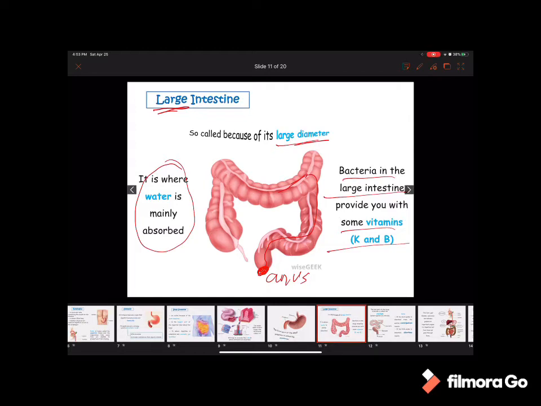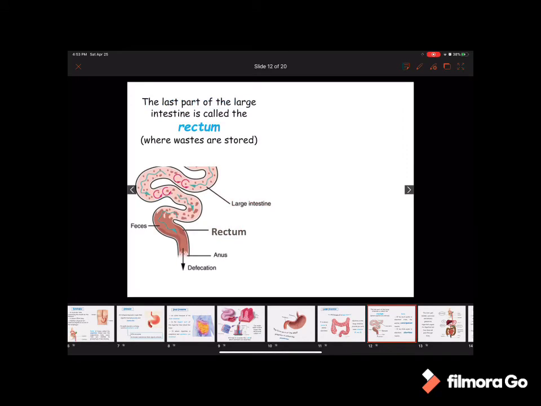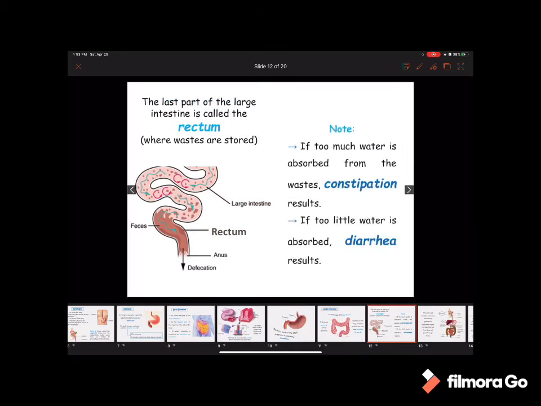Here you look at this slide, it shows you that the rectum, which is the last part of the large intestine, is where the solid waste is stored. So you see, this is the food that is not digested. It's going to keep accumulating until it becomes feces that are stored in the rectum. And once we need to use the bathroom, we say there is defecation occurring, and the anus is going to let this feces out.